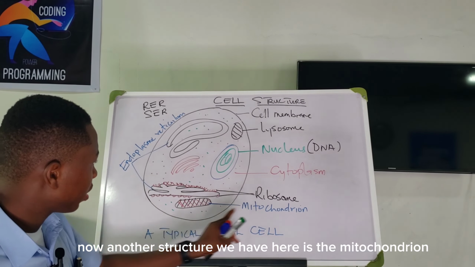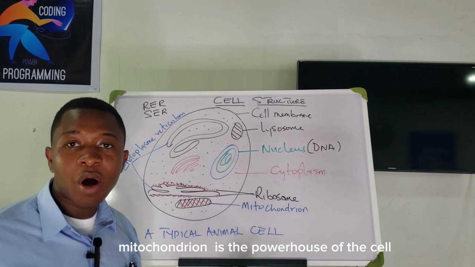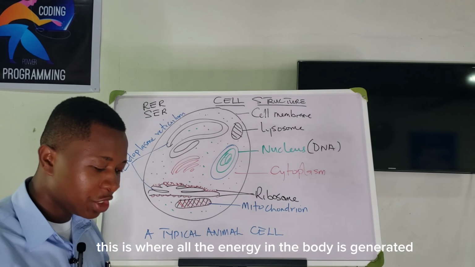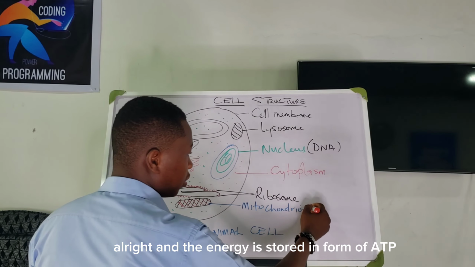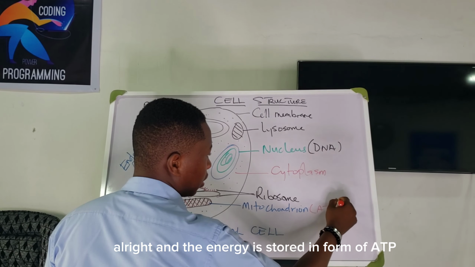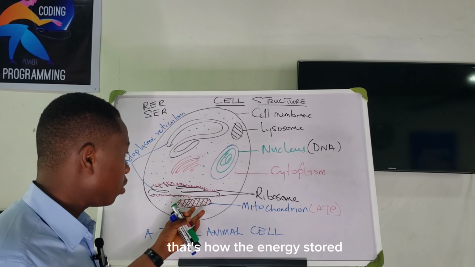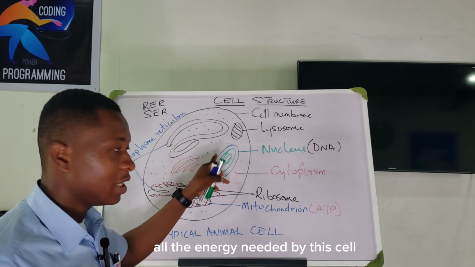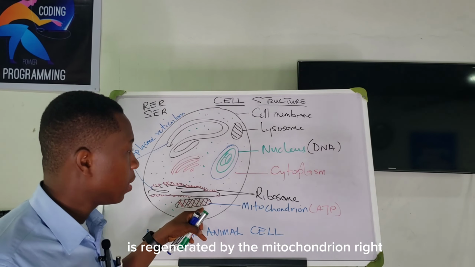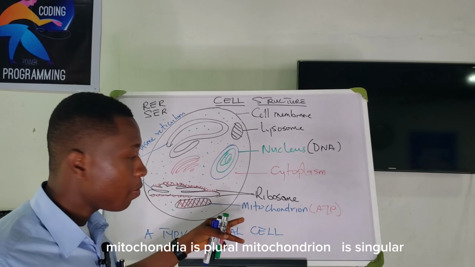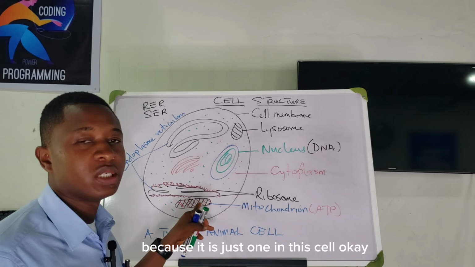Now another structure we have here is the mitochondrion. Like we all know, mitochondrion is the powerhouse of the cell. This is where all the energy in the body is generated, and the energy is stored in the form of ATP, adenosine triphosphate. All the energy needed by this cell is generated by the mitochondrion. Mitochondria is plural, mitochondrion is singular. We use mitochondrion because it is just one in this cell.